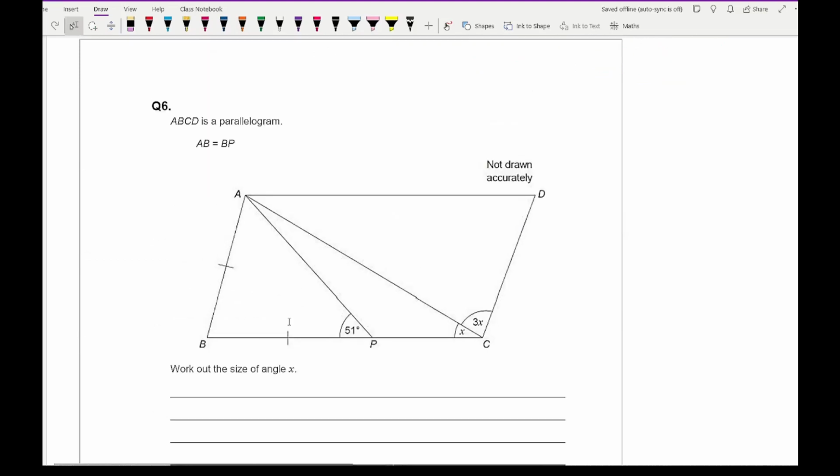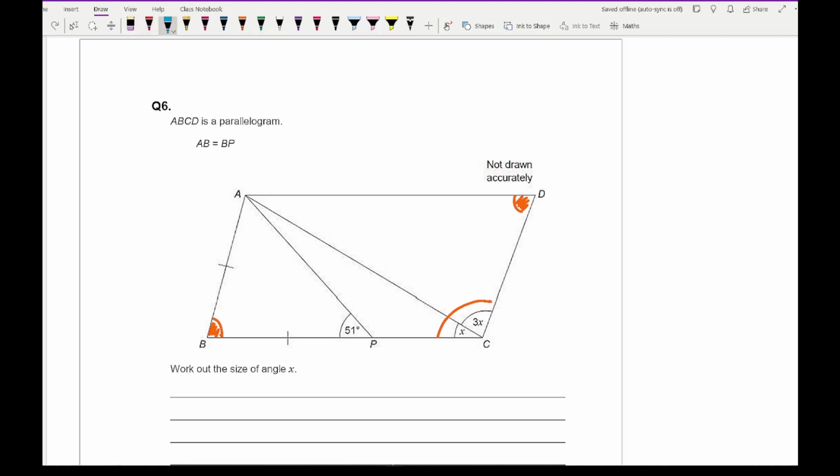Moving on to question 6, it says that ABCD is a parallelogram. Work out the size of angle X. So with the parallelogram, I know that this angle is going to be the same as this angle here, and this angle here is going to be the same as that angle there. So this entire angle there is going to be 4x, but let's just have a look if I actually need to know that. So angle X is what I'm trying to find.